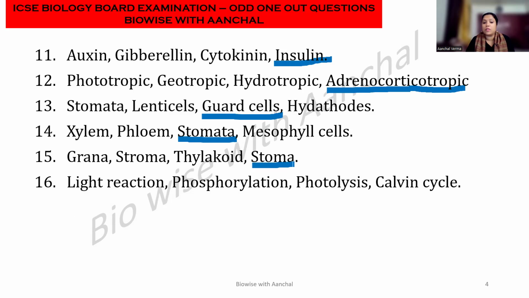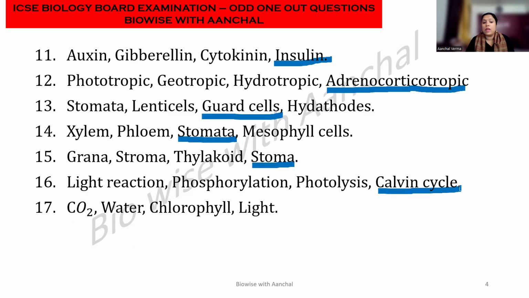Light reaction, phosphorylation, photolysis, Calvin cycle. Now, the light reaction, phosphorylation, photolysis, all happen in the photochemical phase, right? The rest are all parts of the photochemical phase, but the Calvin cycle is the biosynthetic phase or the dark reaction.